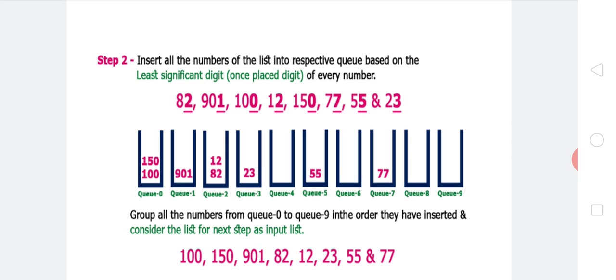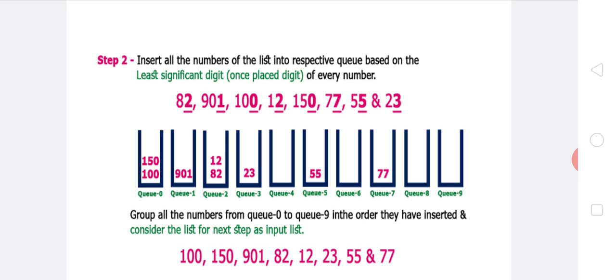Then the next element is 77. In 77, 7 is the least significant digit, so 77 is placed in queue number 7 or bucket 7. Now 55: 5 is marked as the least significant digit, so 55 is placed in queue number 5. In 23, 3 is the least significant digit, so 23 is placed in queue number 3.